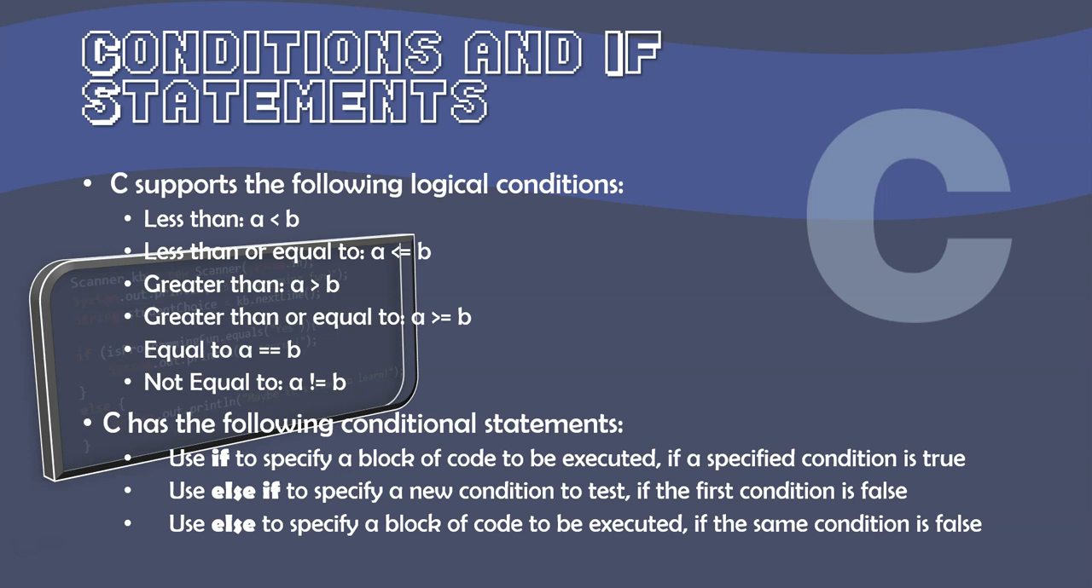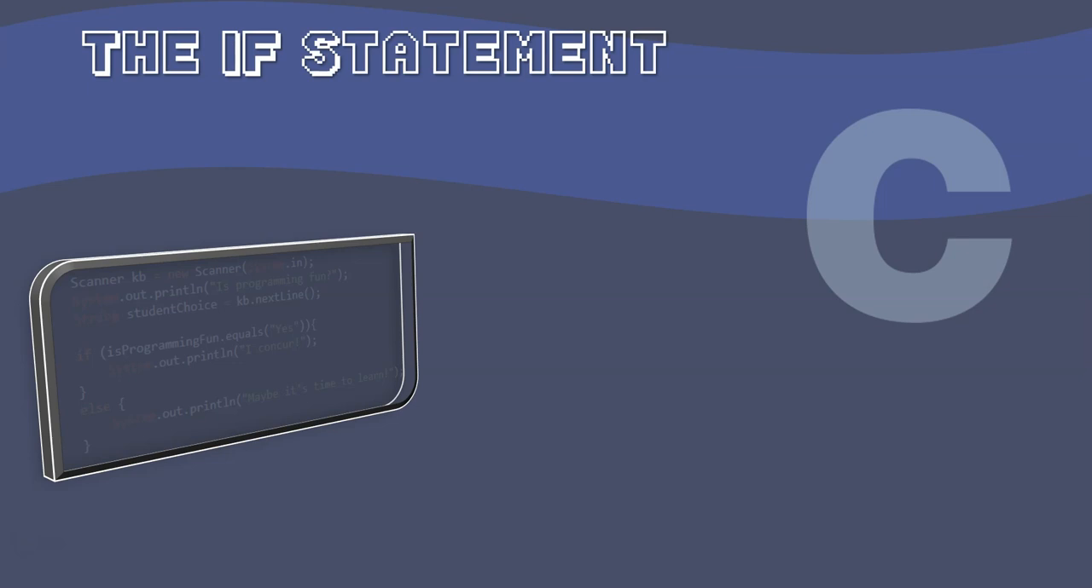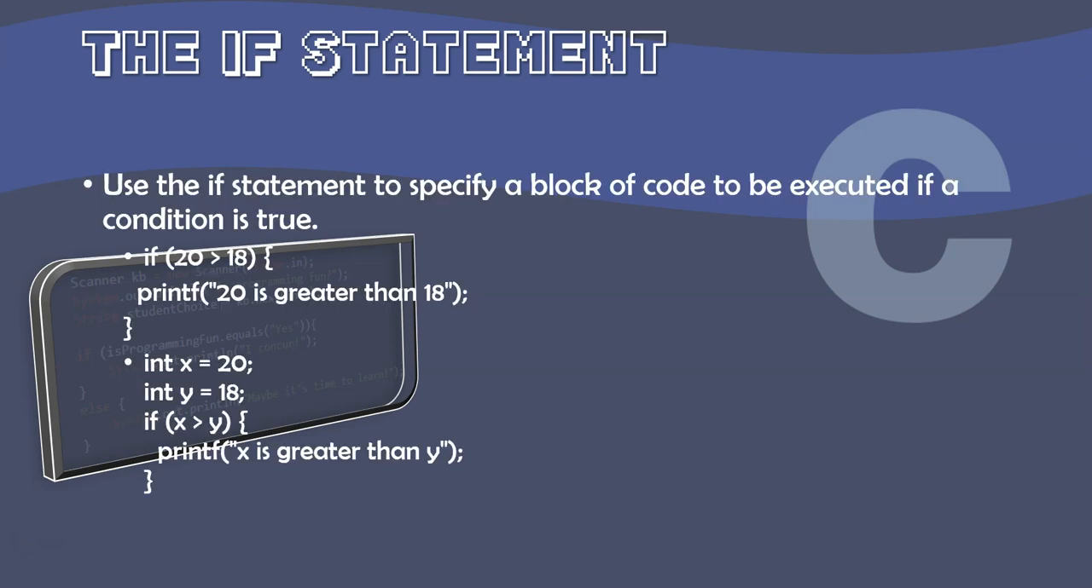When we actually start writing these as conditionals, you can see we have if and else that we can use. And these function exactly the same way as we have expected them to function in the past. So let's take a quick look at the if statement. We use if statements to specify a block of code to be executed if a condition is true.